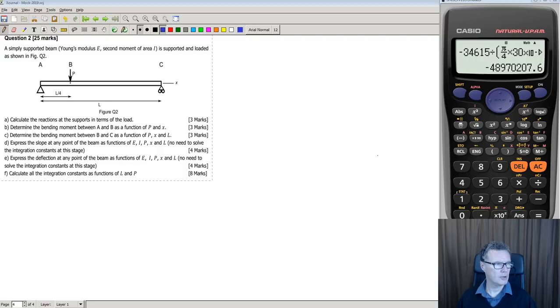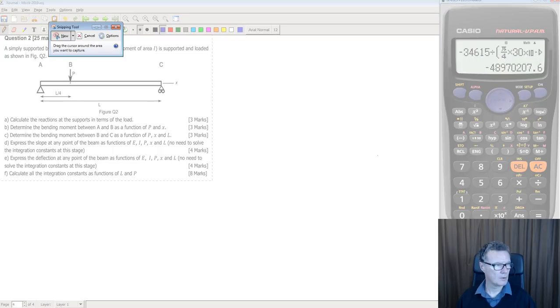I'm looking for the formula here. On your formula sheet, you've got these two equations.